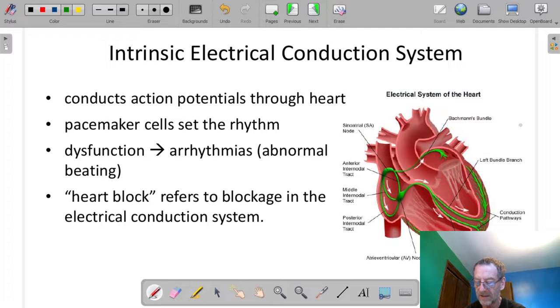So there are some pieces to it. Pretty much what's in green on the illustration is what we're going to be going through. So there is the SA node, and that is the main pacemaker of the heart. And it sets the basic rhythm.